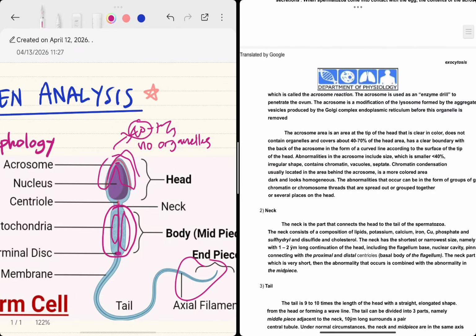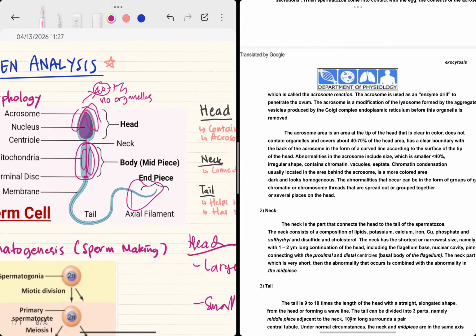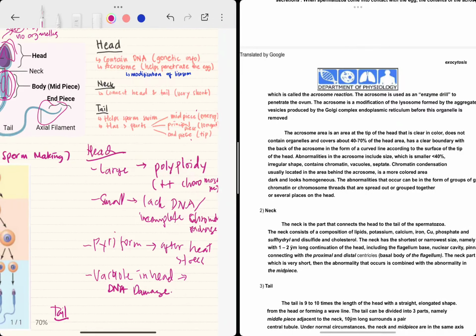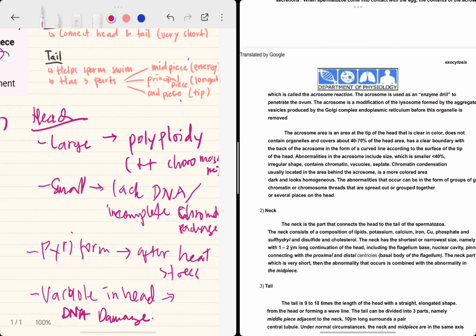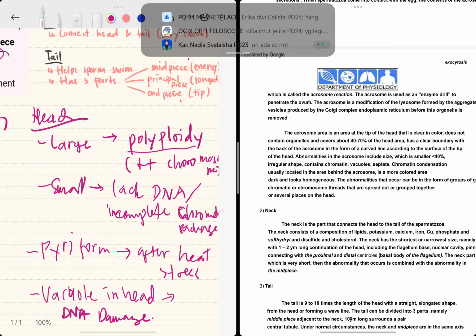I think I need to add, for the head, some clinical findings related to head abnormalities. The first one: if there are two heads or macrocephalic, it is usually associated with polyploidy, which means an extra set of chromosomes, and they have poor fertility.